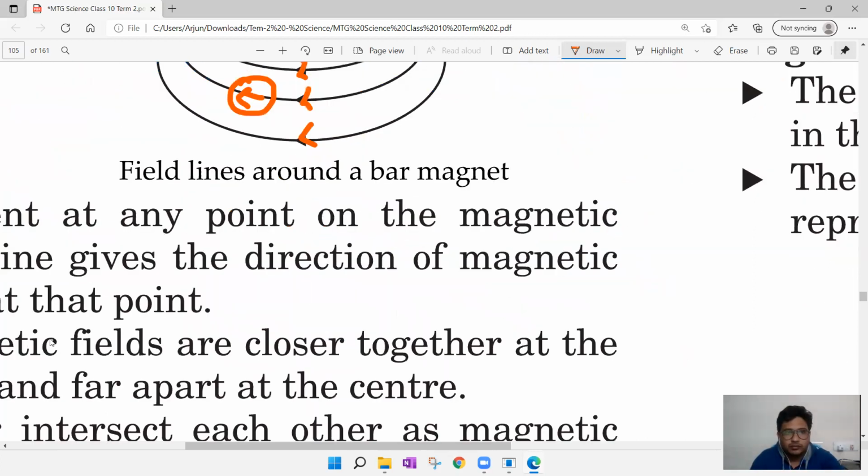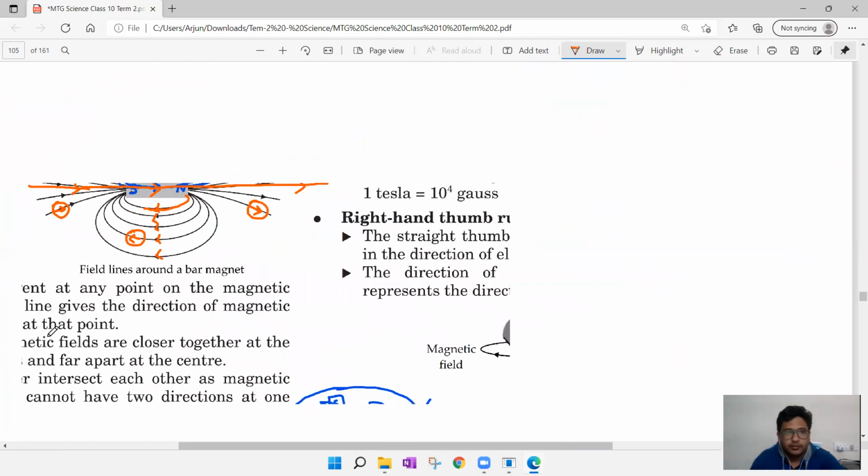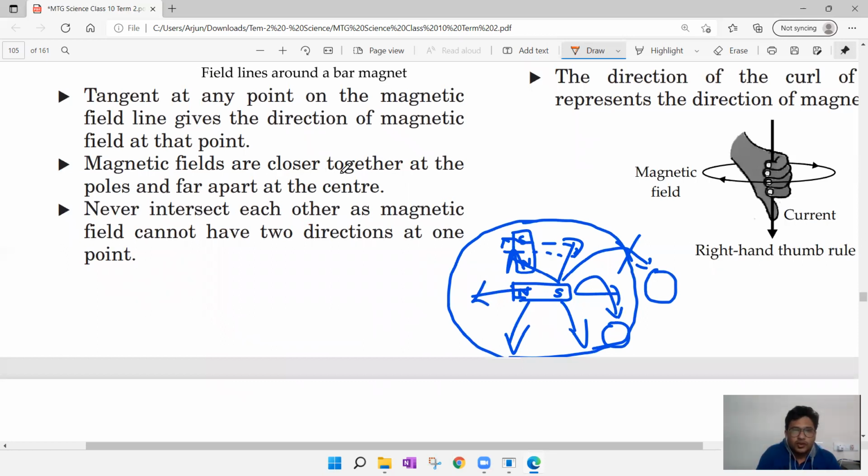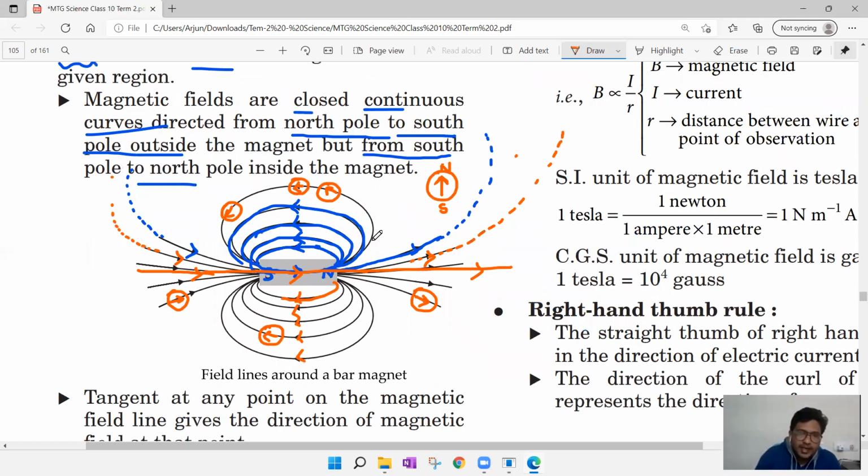Next point, magnetic field lines are closer together at the poles and far apart at the center. If you observe, near the poles, the magnetic field lines are very close to each other, like this, right? Very close. That degree of closeness represents strength. Near the poles only we can see many magnetic lines.